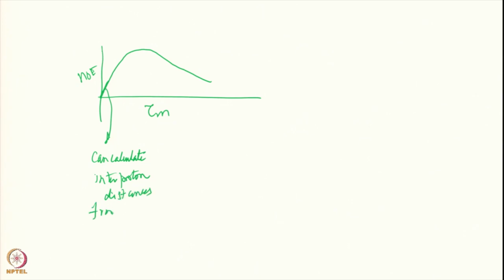From the NOE intensity. Okay, here the NOE intensity is proportional to what is called the cross relaxation rate, which is represented as sigma, and this is proportional to 1 over Rij to the power 6. So sigma ij is proportional to 1 over Rij to the power 6 in this approximation, in this region.